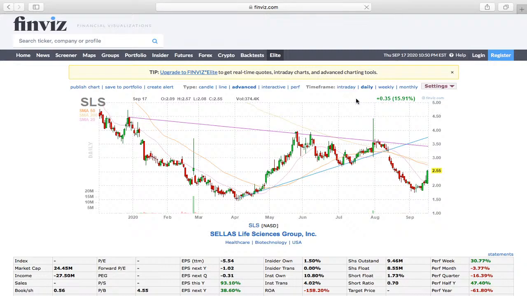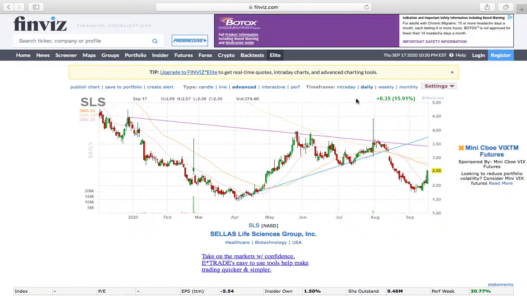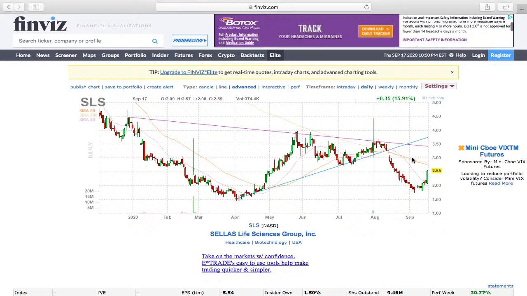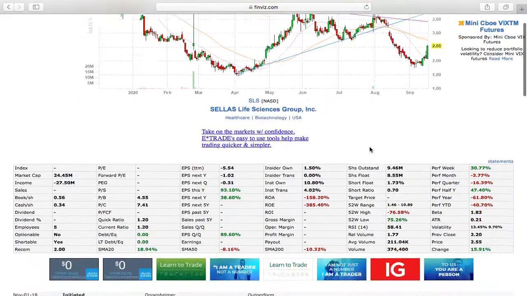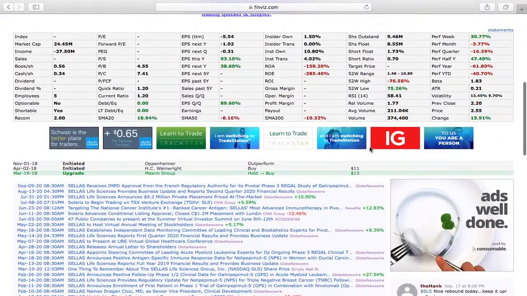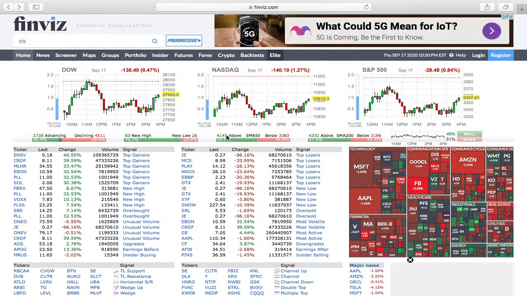Oh yeah, so that went up 15.91% on the day. So it went up 35 cents today. Typically when it goes up over 10%, it might have a little pullback coming up. But this one probably will end up hitting that $3 range at the very least. So this would be one that I would look for: SLS. Out of all the scans we've done, that's the one I like best so far.